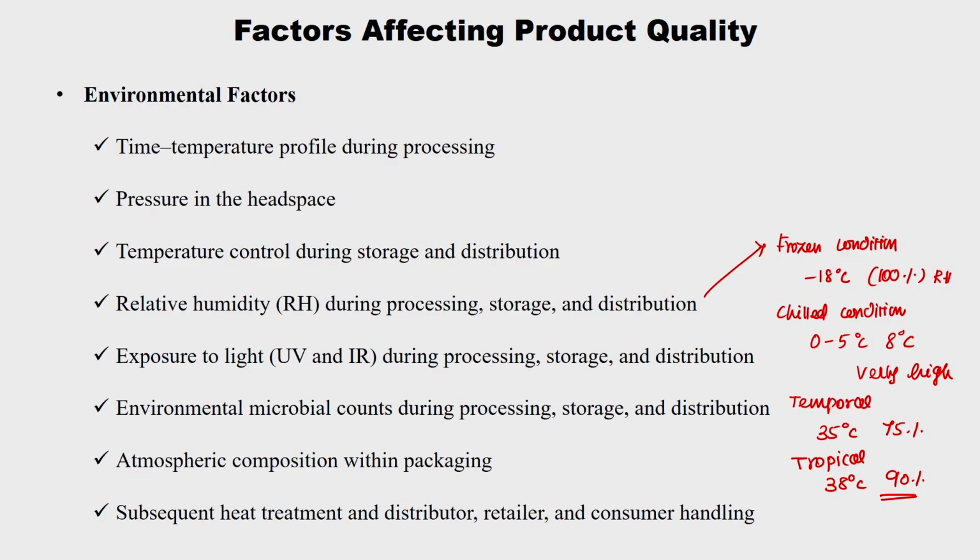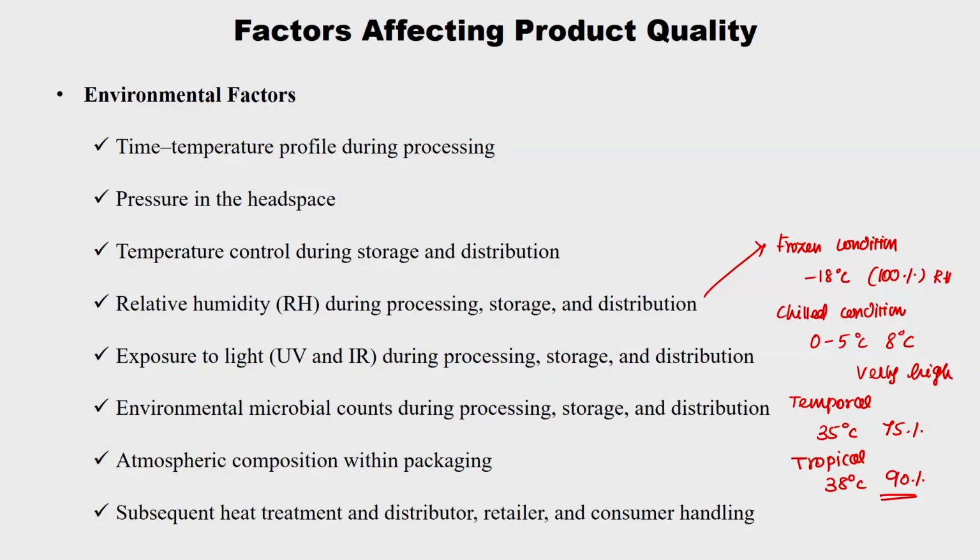And atmospheric composition within the packaging. So, this I have already told, the packaging material also matters, because whether it has high water permeability or oxygen permeability, and how it reacts to the UV IR rays, everything is taken into consideration. And subsequent heat treatment and distributor, retailer and consumer handling. For example, in one of the lectures I also told, like when it goes to marketplaces and during the marketing in the shop, how it is being circulated also.